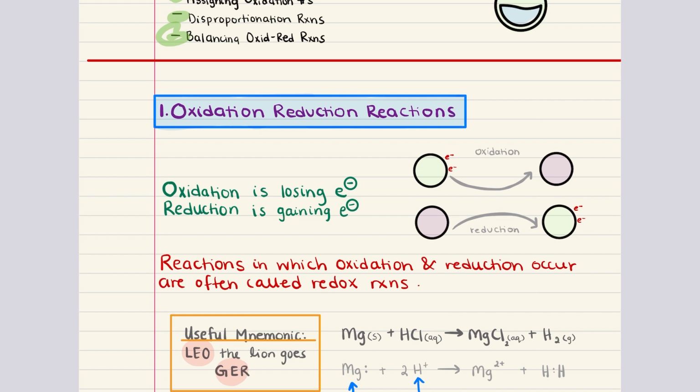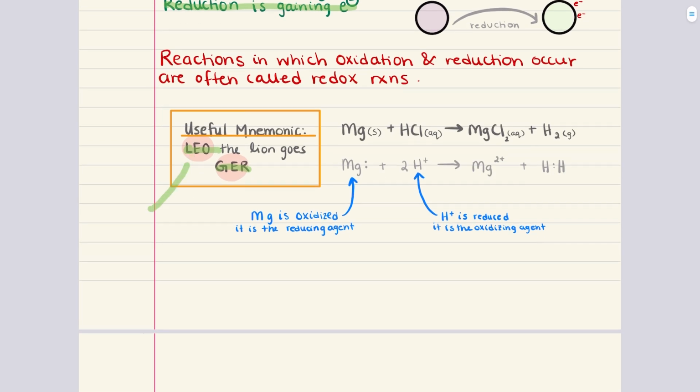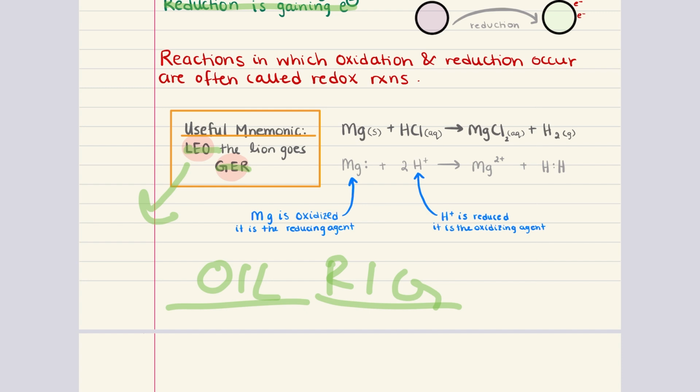So to put it simply, oxidation is the loss of electrons, and reduction is the gain of electrons. These two processes are interconnected, again, because the electrons lost by one substance must be gained by another. A helpful way to remember this is through the mnemonic LEO the lion goes GER. LEO stands for losing electrons is oxidation, and GER stands for gaining electrons is reduction. Alternatively, you might find OIL RIG a bit more helpful. OIL stands for oxidation is loss, and RIG stands for reduction is gain.